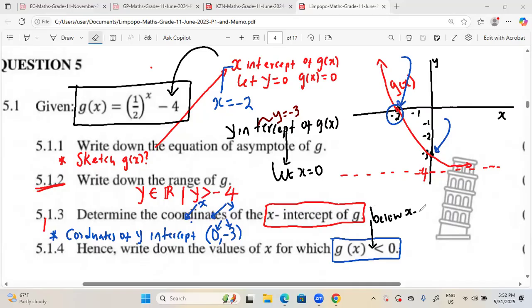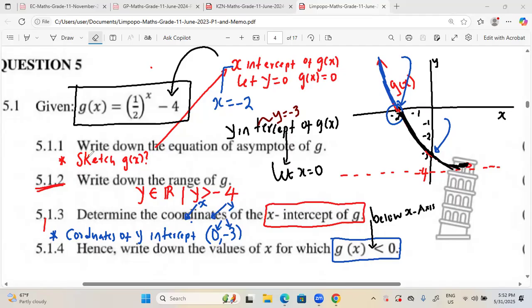When it is below the x-axis, you go and look at the portion of the graph which is below the x-axis. So this part of the graph is below the x-axis, and the other part of the graph is above the x-axis.